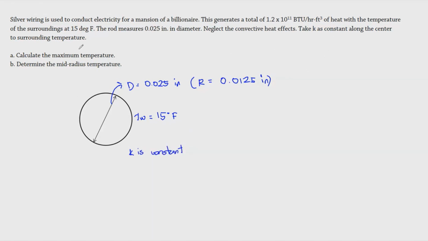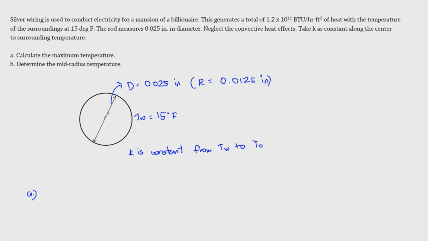So if we have the center to surrounding temperature, you could say that K is constant from TW to TO. That only means that K will not be changing from our TW to TO. So the first thing that we need to solve for is the maximum temperature. We know very well that this is a solid rod, simply because this is silver wiring, and a wire is actually a solid cylinder.